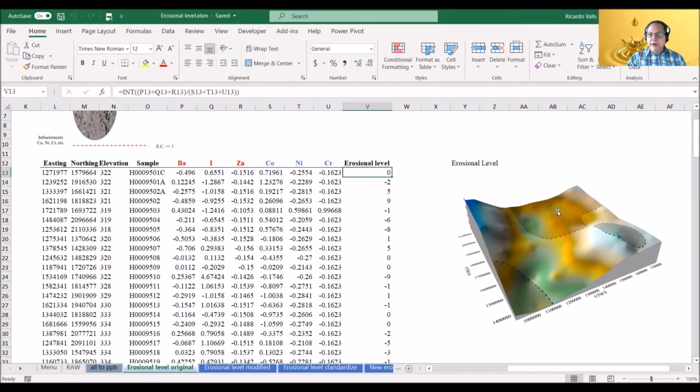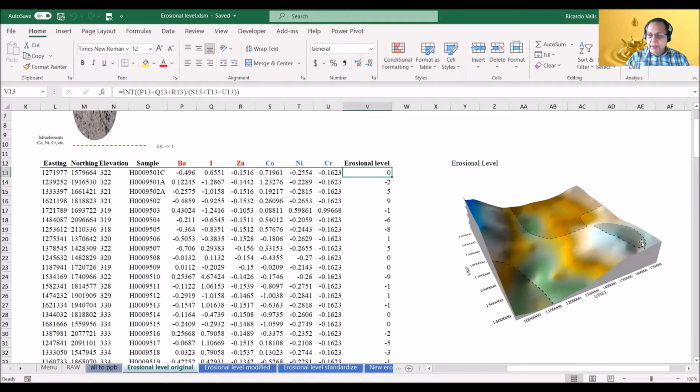So if I have an anomaly, it doesn't matter how important or how big it is here, and I have an anomaly that may be even less intense, but here I will test this one first because this one has the possibility of being eroded.